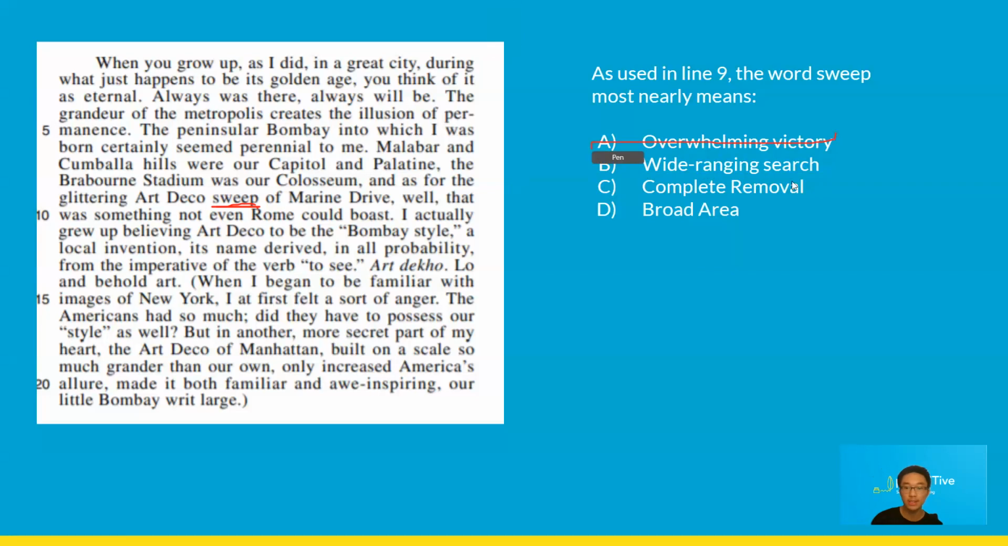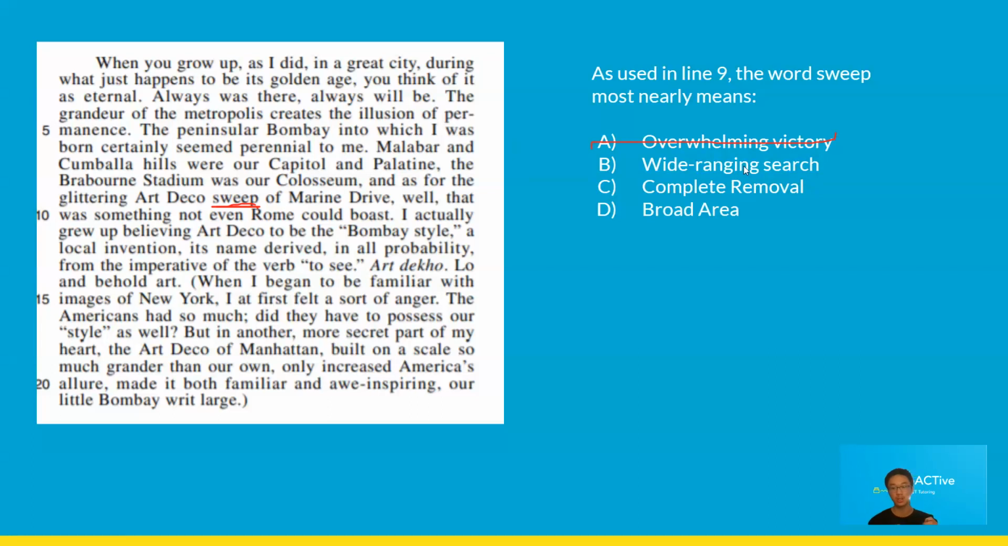All right, wide-ranging search, right? And as for the glittering Art Deco wide-ranging search of Marine Drive, well, that was something not even Rome could boast. This choice doesn't fit very well because even though the sweep here is talking about something wide-ranging, it's not really a search. You're not looking for anything. It's just describing a broad landscape. It's talking about the big city of Bombay and the landscape, the broad region of it, so search doesn't really fit.